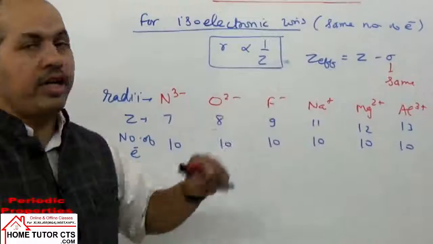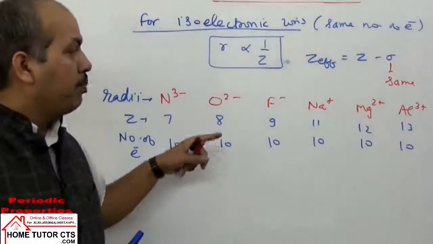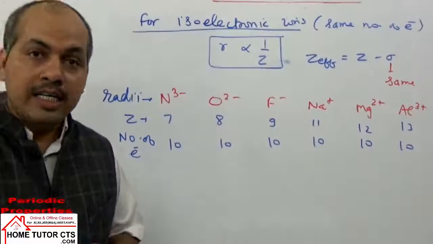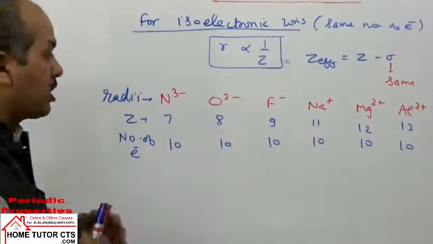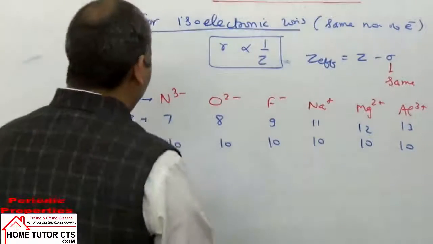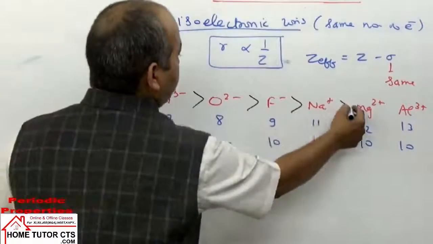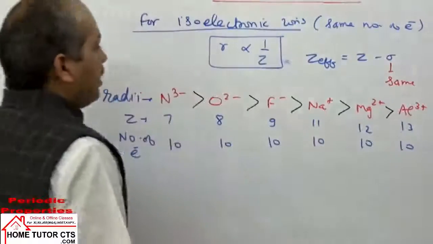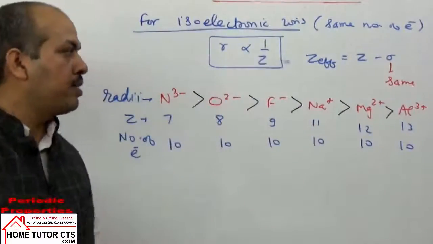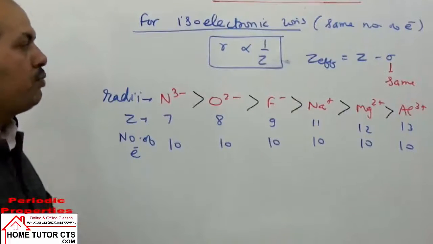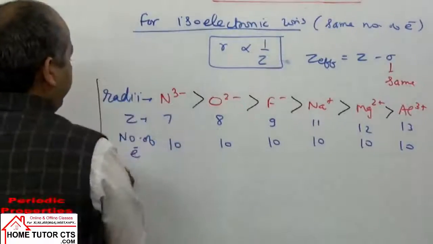So you can see this point here: the number of electrons is the same, but in the nucleus we are increasing the number of protons with increasing atomic number. So attraction will be higher, which means size becomes smaller. So the order of radius of the ions will follow this: N3 minus ion size is largest, then oxide ion, F minus, Na plus, Mg2 plus, and finally Al3 plus. The size will follow this order of ionic radii.